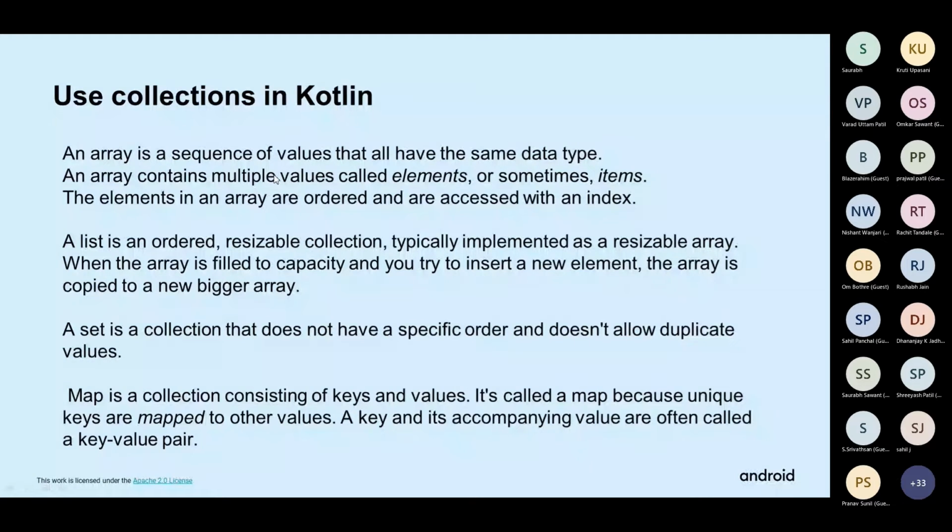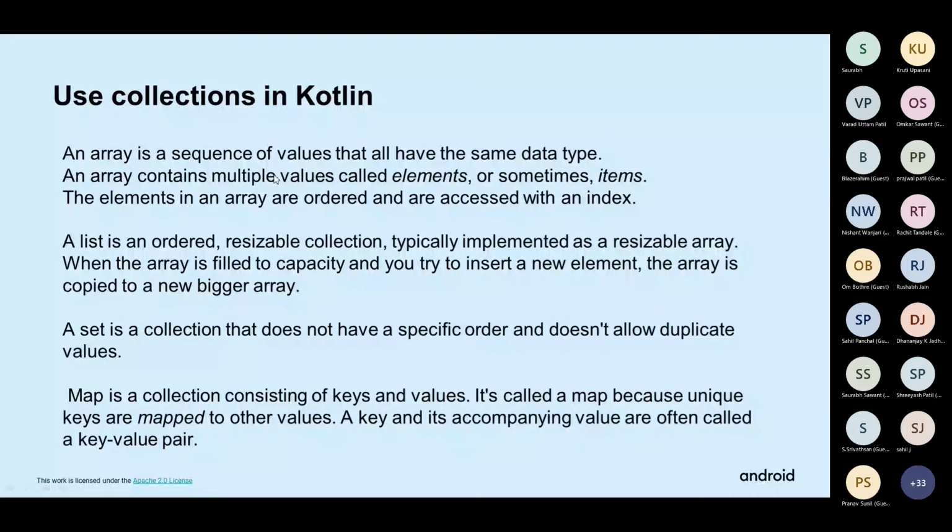So when you are in one place, like now I am in Kharghar and now I have to go to Nerul, you check the directions on the map, and on the real road when you walk, you will go from Kharghar to Nerul. So similarly, a map is a collection consisting of keys and values.